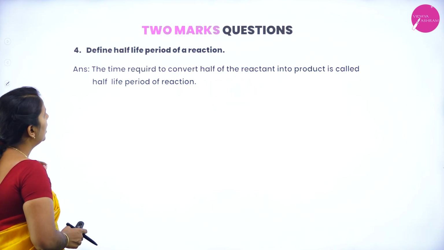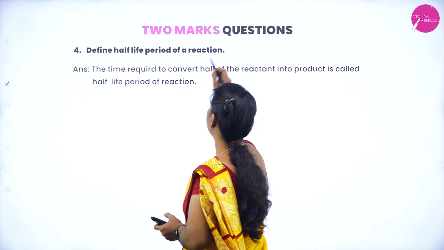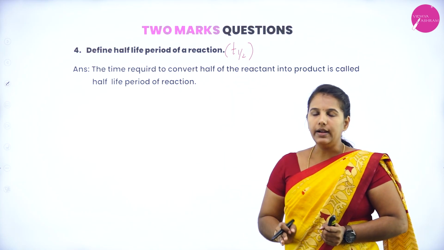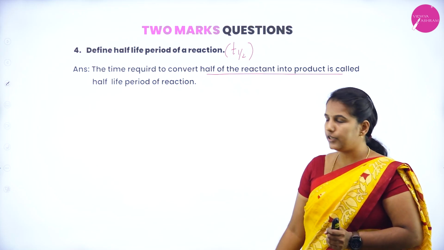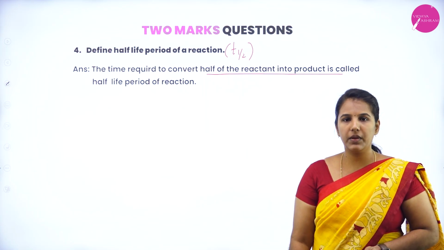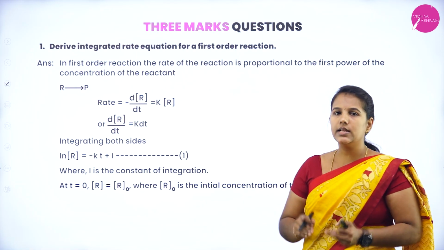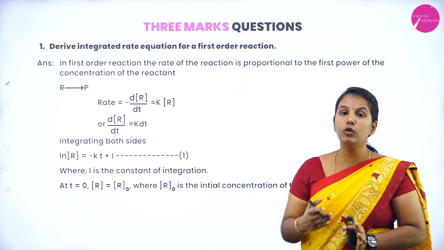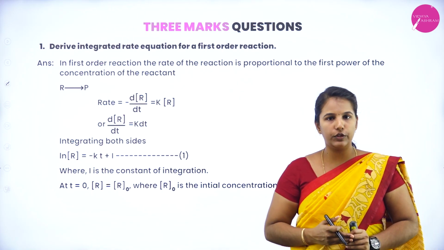Next, define half-life period of a reaction. It is generally denoted as t half. It is nothing but the time required to convert half of the reactant into product. It is called the half-life period of the reaction. Next, we will move on to the 3-mark question. It is very important to understand how to derive the integrated rate equation for the zero order or for the first order.